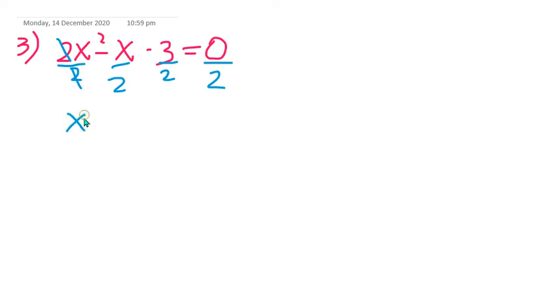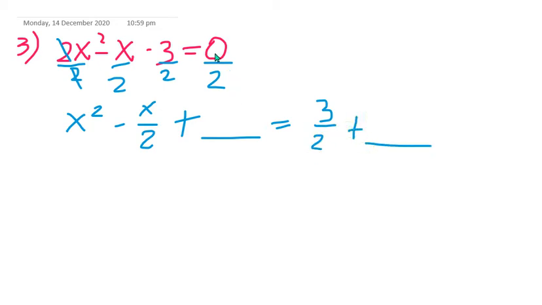So we have now x squared minus x over 2, then plus blank is equal to, this now becomes positive 3/2 plus blank. So this is now equal to 0. And then simplify. x squared minus 1/2 x is the same as x over 2, plus blank.